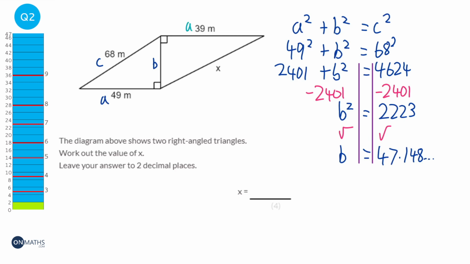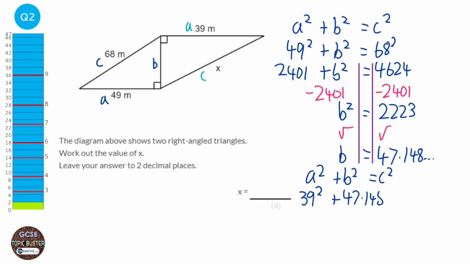Okay, we're now looking at the second diagram, and this time we're going to have a, we've got our b, and we're going to call x the c. So it'd be a squared plus b squared equals c squared, but this time a is 39. B we are given as 47.148. We've just worked that out, and we're looking for c. In fact, we can call it x now. Okay, so we need to square that.